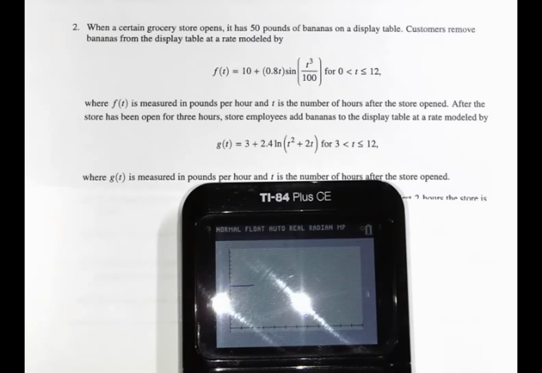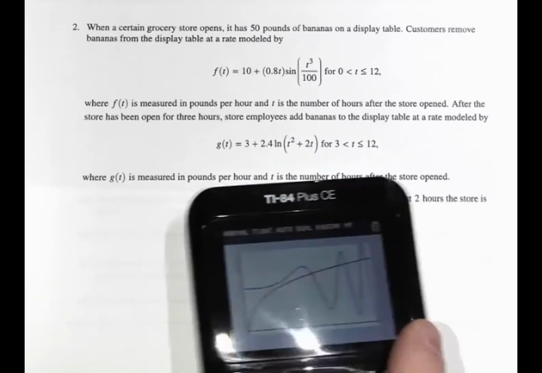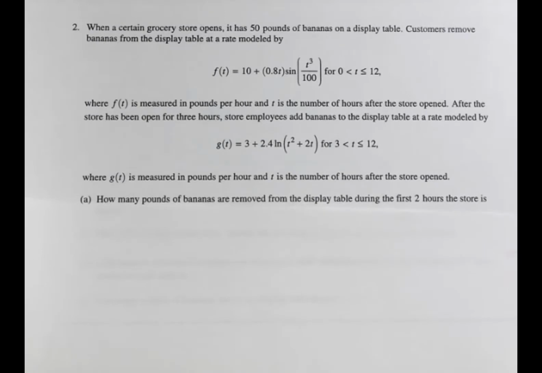So that blue curve is the first function. That's going to be the one with some sine going on and there's some trig in order to be able to see how fast the customers are taking the bananas. And then here will be the replenishment of the bananas, which is the logarithm graph, the red that was coming in. Okay, very good. Now I have them in there. I can use that to my advantage.